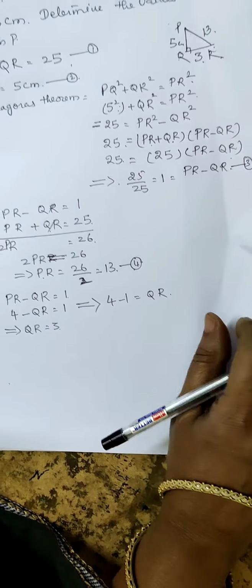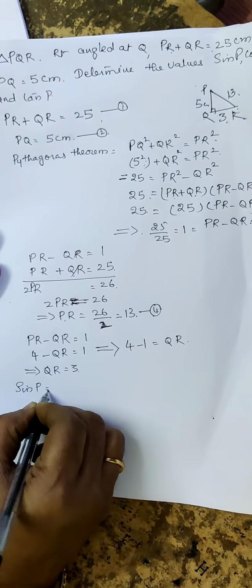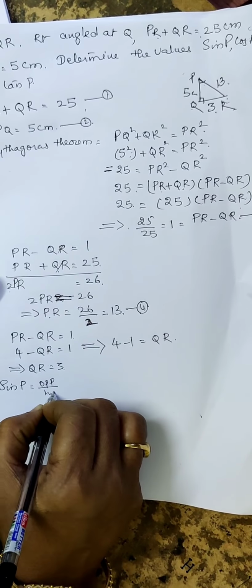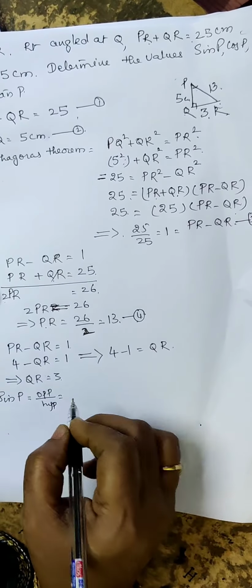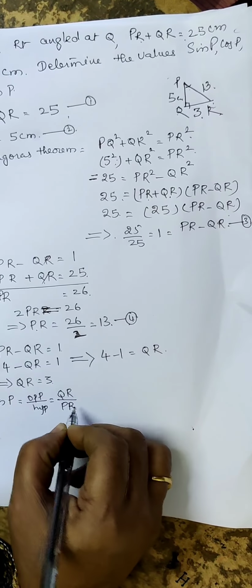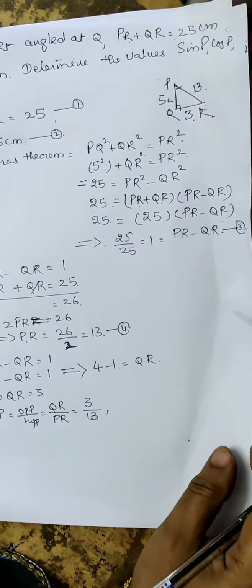Now from this, can we write the values? You tell me. What is sin P? Sin P means opposite by hypotenuse. Always you should remember this. Opposite to P, that is QR. QR by PR means simply 12 by 13. So we got the first point.